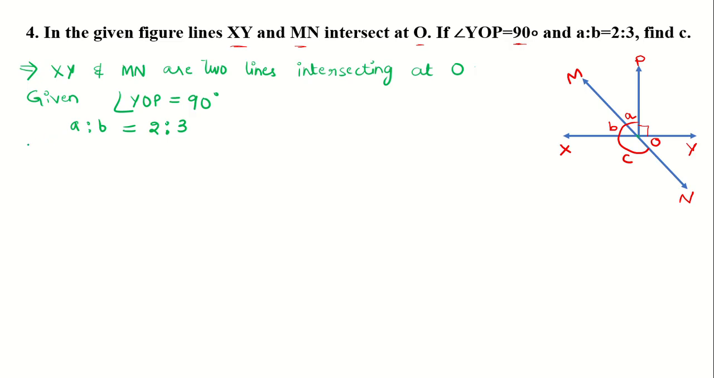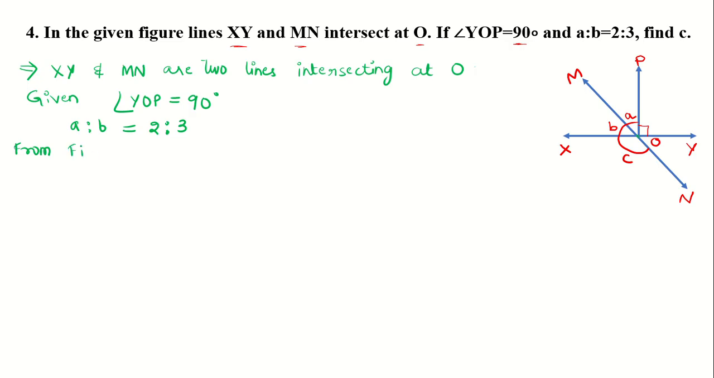As two lines are given, first the property which will apply here is linear pair of angles. Whenever a straight line is given, we will apply the property of linear pair of angles. If you are not familiar with what linear pair of angles is, you can check out my previous videos in which I have explained the property, its introduction, and how we solve examples using linear pair of angles.